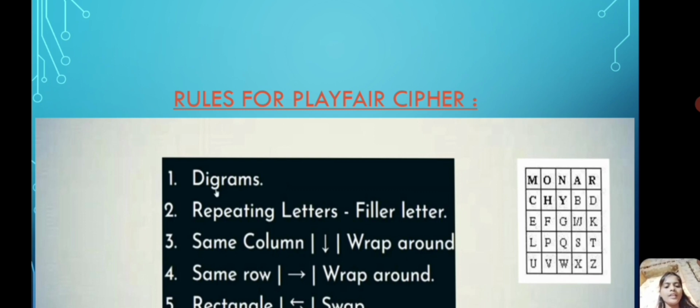Rectangle means if the letters are in the rectangle, for example A and T, when it forms a rectangle, we need to follow a method called swap, that is A swaps with R and then S swaps with T.